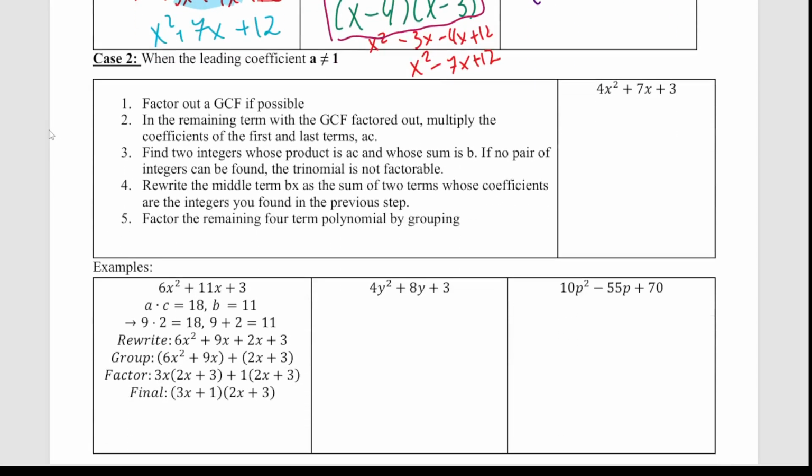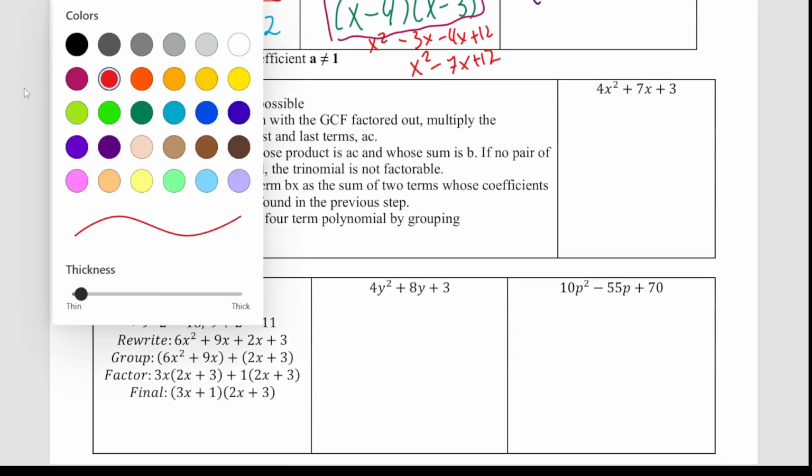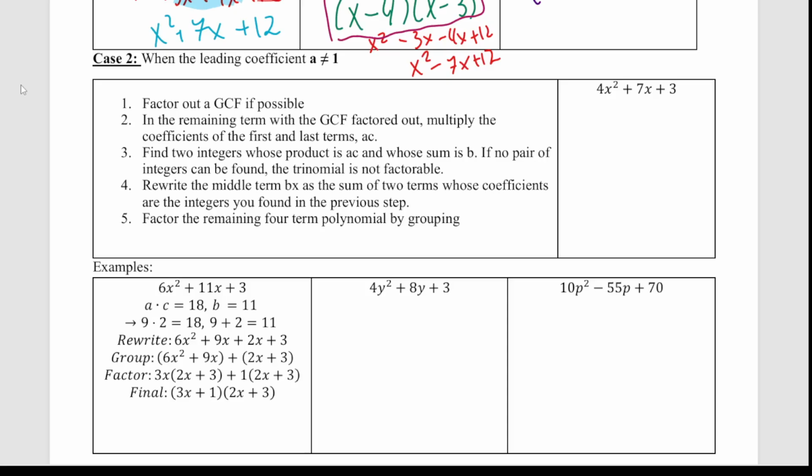However, if the leading coefficient is not 1, you can't just jump to that. Instead, you're going to want to follow a different set of steps. So here, instead of just having a b and a c, we're also going to have a non-trivial a. And our first step would be that if there was a greatest common factor between all three terms, factor that out. There's not, so we're going to keep on going.